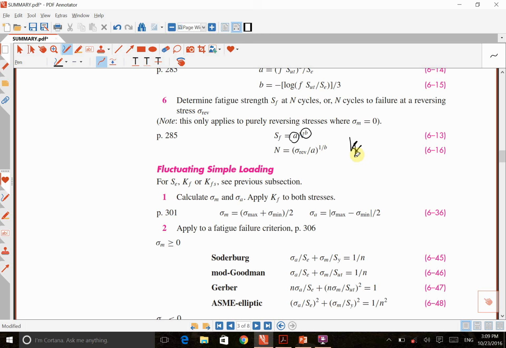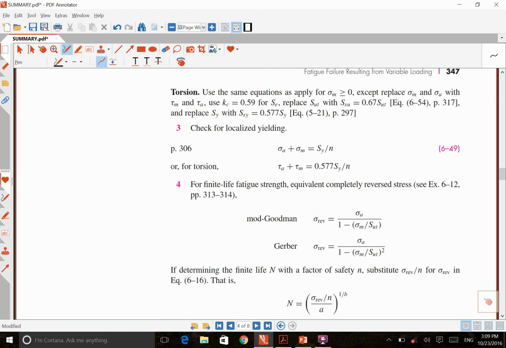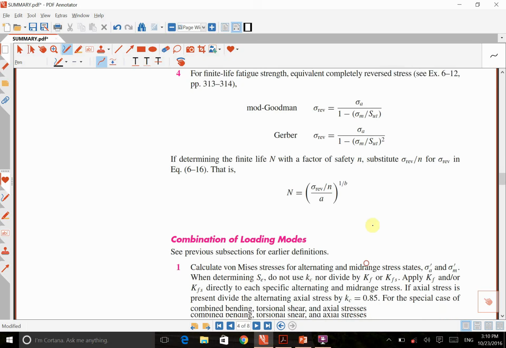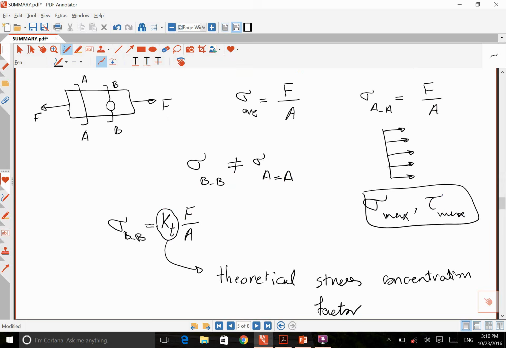Ka is a Sut to the power of b. These a and b are different from these two. These are found from a table based on material properties, as safety factors for each scenario. And yeah, everything is almost covered in these notes and in these slides.